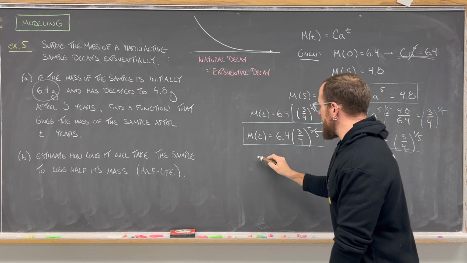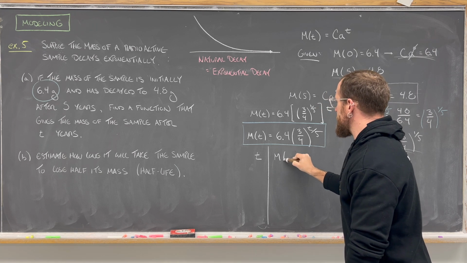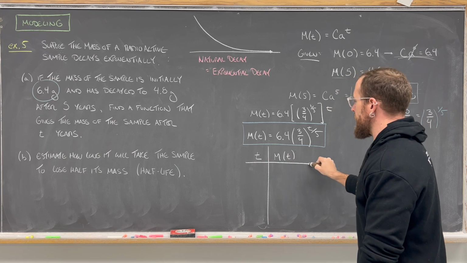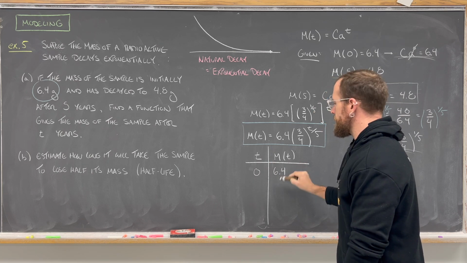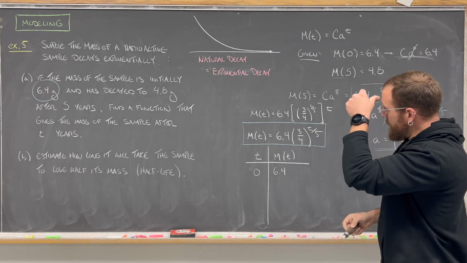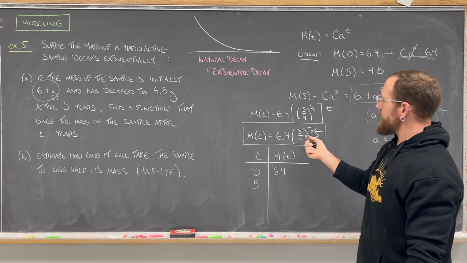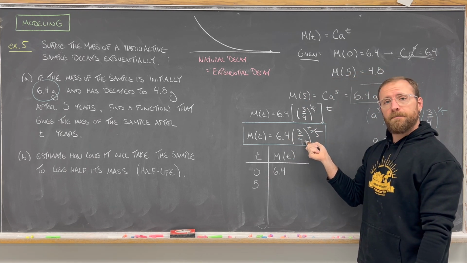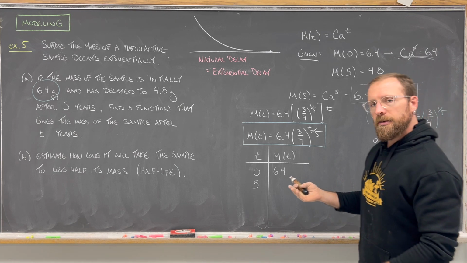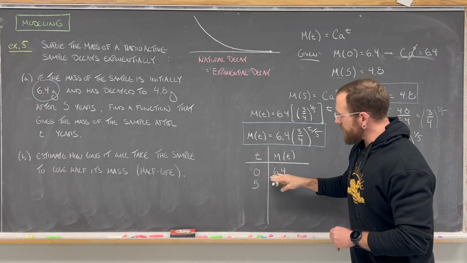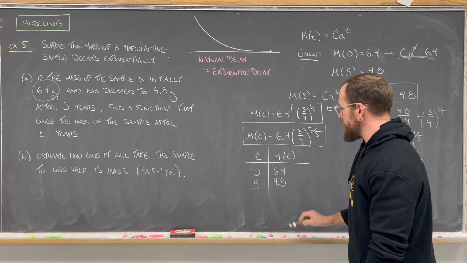So just to wrap our heads around this, I'll make a small table here of t values and mass values. The first thing I know is that when t is 0, the mass is 6.4. Cool. Now I know that every time you wait 5 years, the mass is multiplied by 3/4. I hope that that's clear. In other words, after 5 years, there's 4.8 grams of the material remaining.